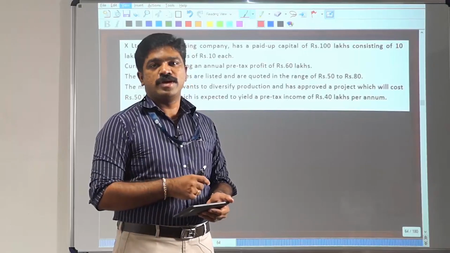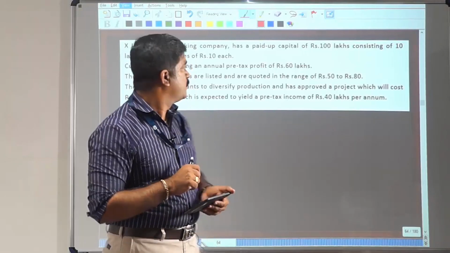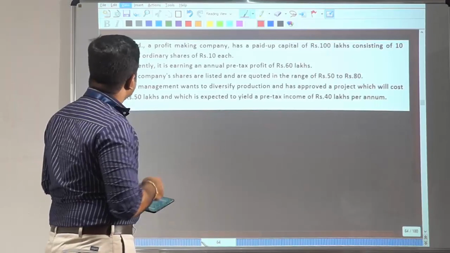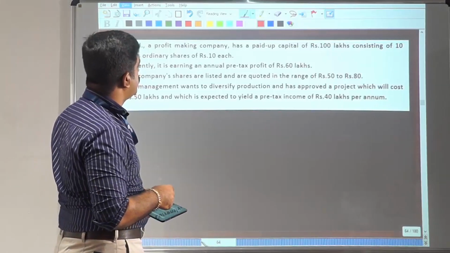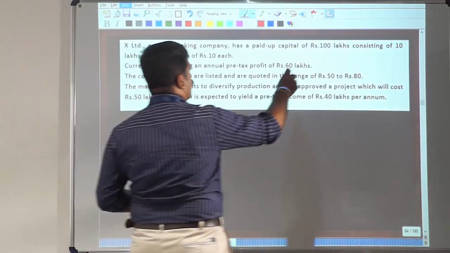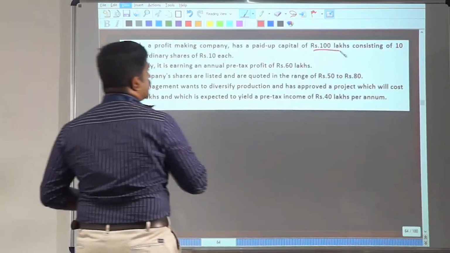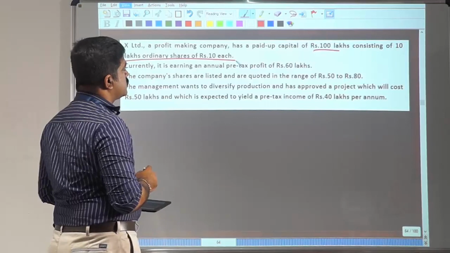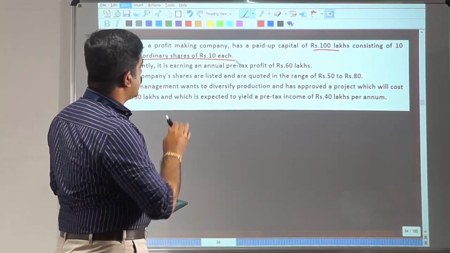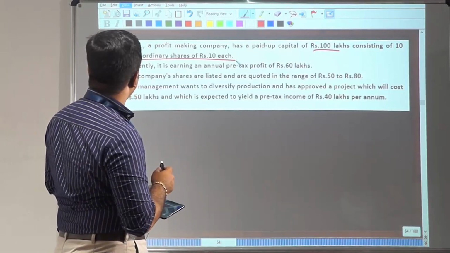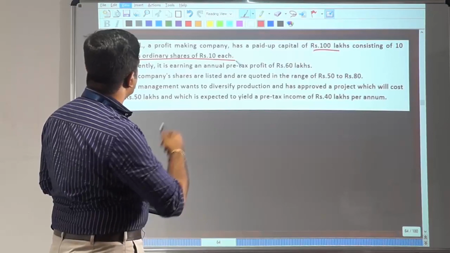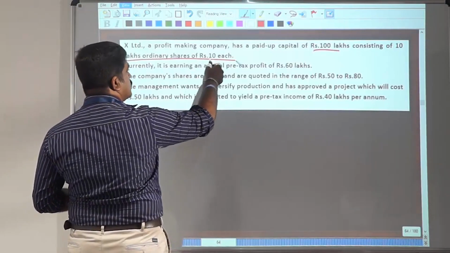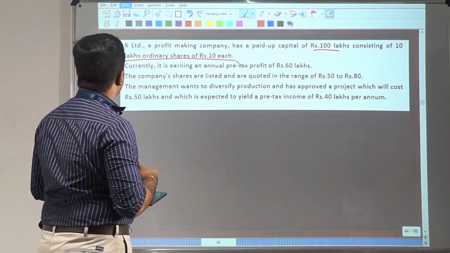Let's take one more case study on capital structuring. You have X Limited, a profit-making company, has a paid-up capital of 100 lakhs consisting of 10 lakhs ordinary equity shares of rupees 10 each. Okay, so the capital is 100 lakh and you have 10 lakh shares and the worth of one share is 10. So 10 lakh into 10, you have 100.